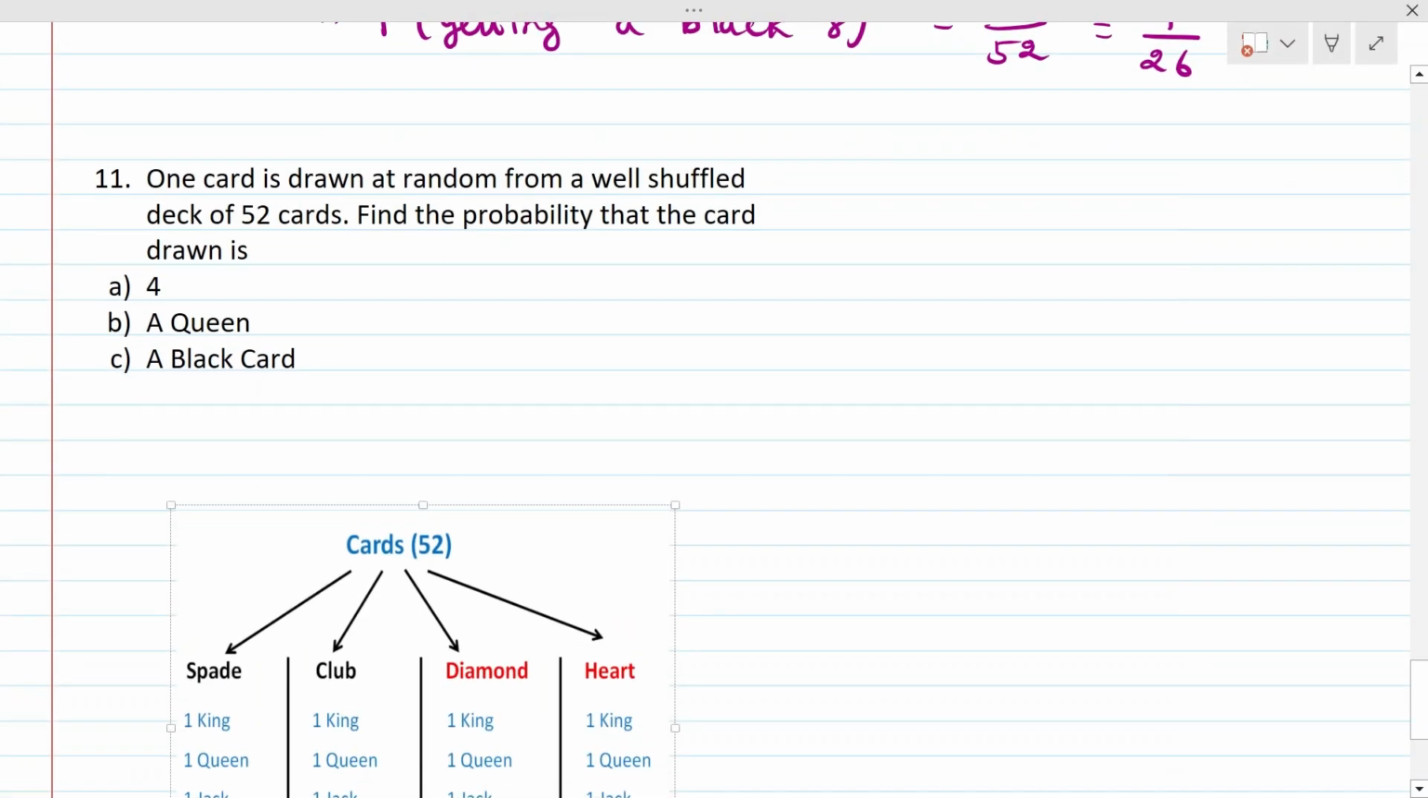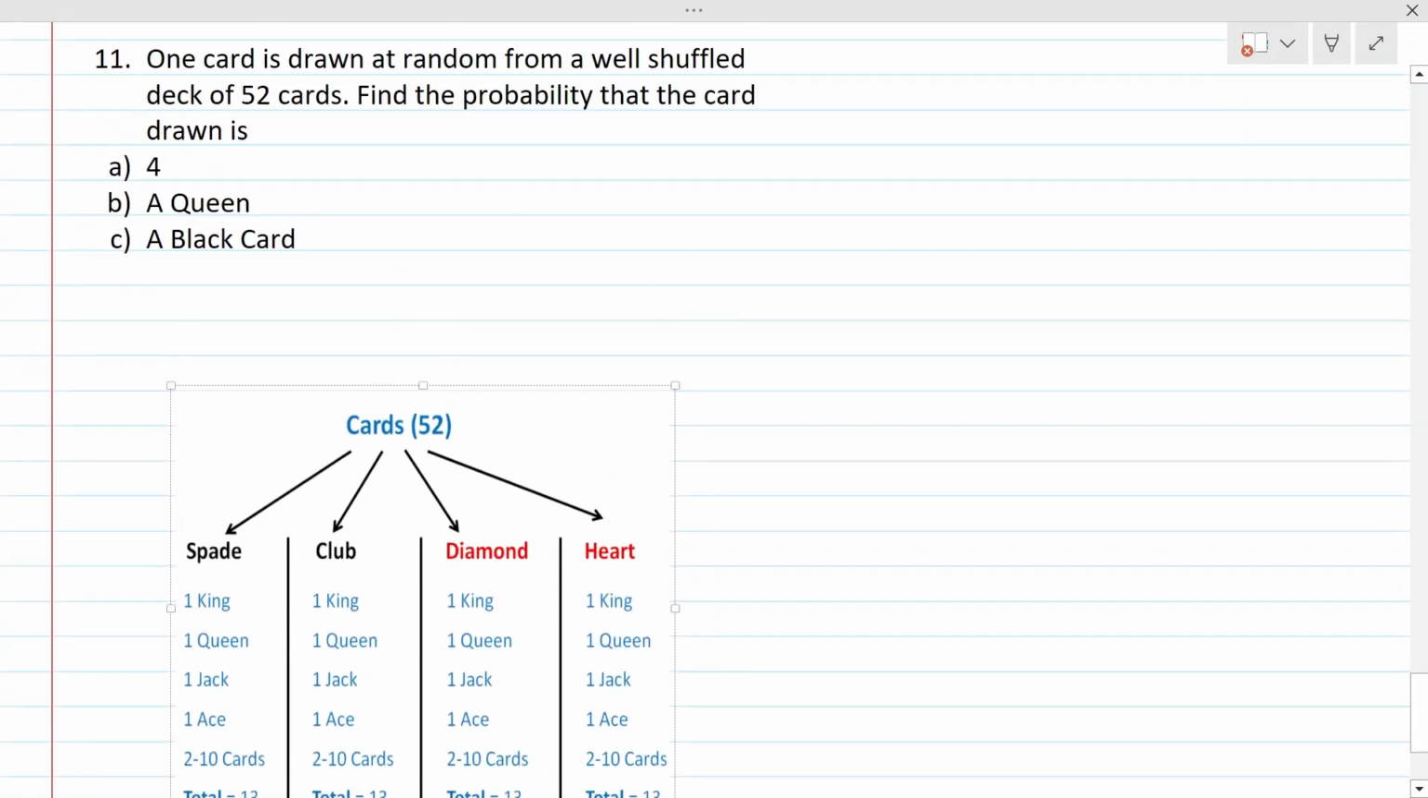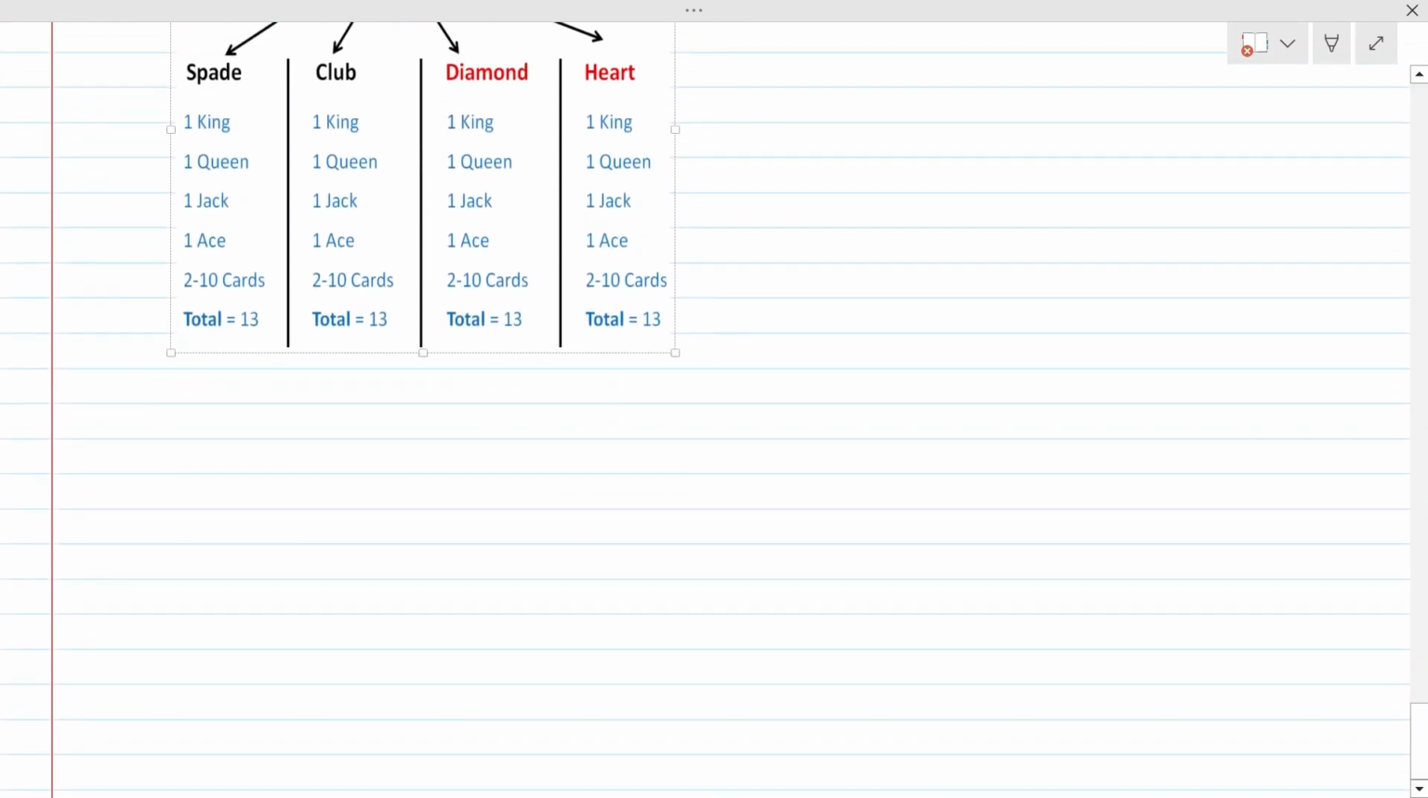Next problem is, one card is drawn at random from a well shuffled deck of 52 cards. Find the probability that the card drawn is 4, a queen, a black card. Okay, so now once again I have given this figure because for explanation only I am giving it. Don't write all this in the exam. Only the answer you write it in the exam. Okay, so it is again that deck of cards. So total number of possible outcomes, or total number of cards, is equal to 52.